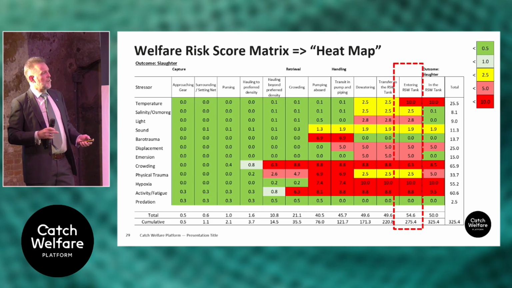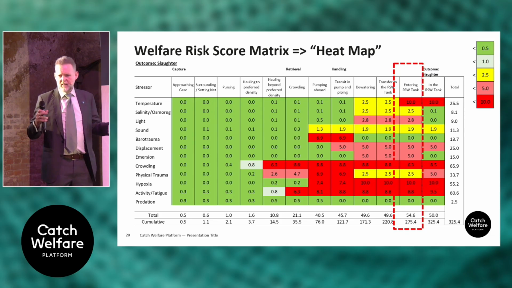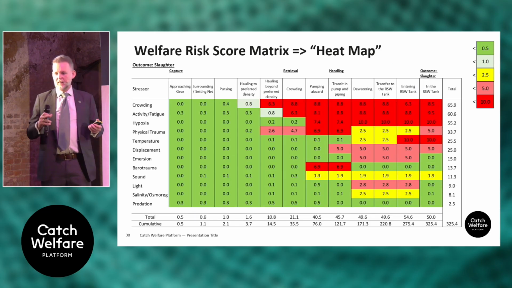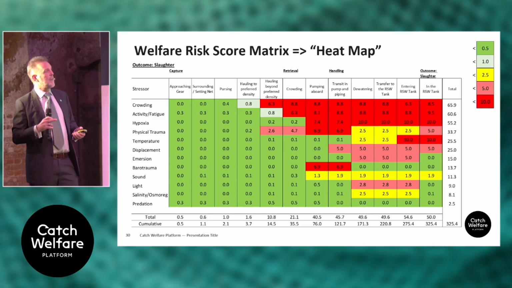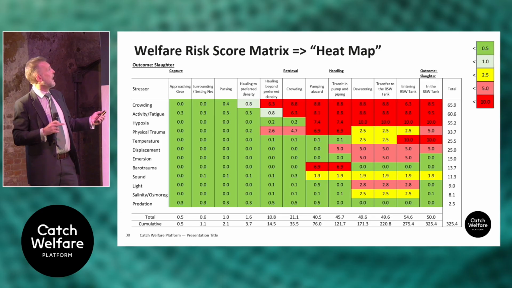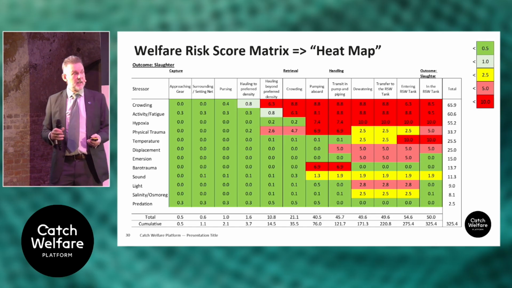You can see from this, the worst stage was entering the RSW tank. We could go into detail of why. I'm not going to now. And that's very interesting. We can identify what the worst stage was. And we can also identify what the worst hazard or stressor is. And here I've now listed them in decreasing order. So we can see crowding is by far the worst hazard, and then activity fatigue followed by hypoxia. And that's also informative. That gives us prioritization of what we should be considering in terms of mitigation.